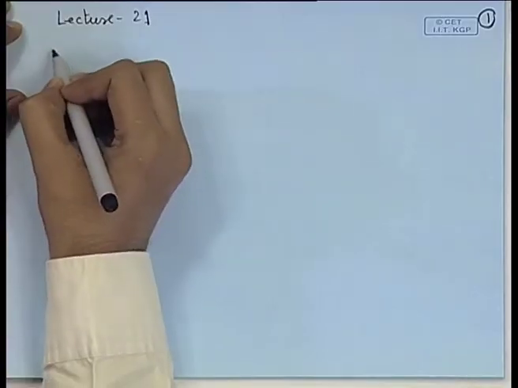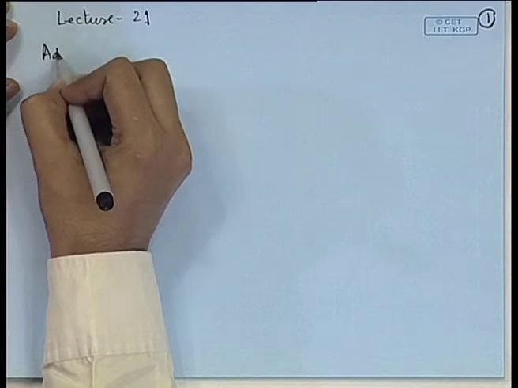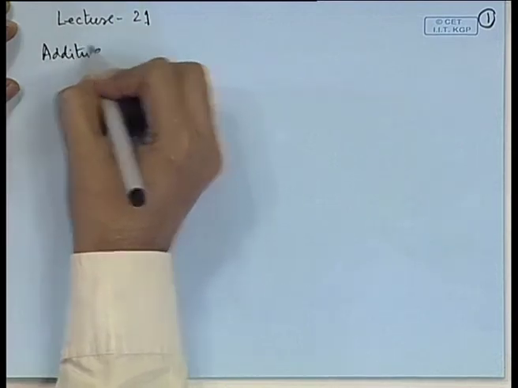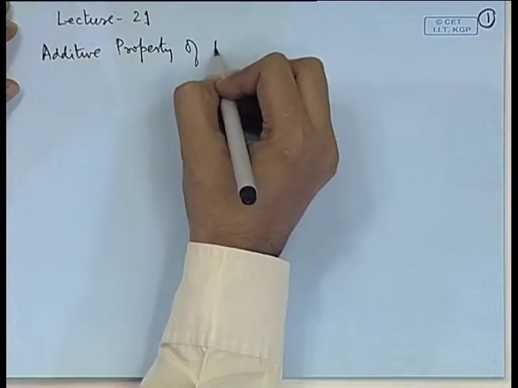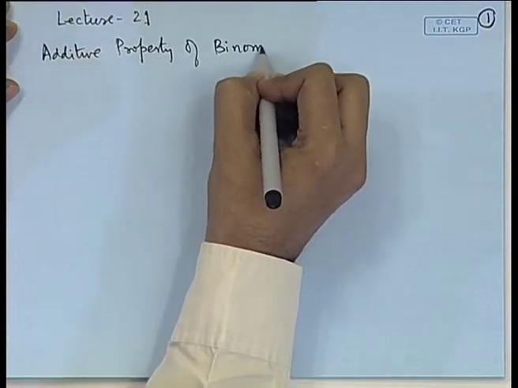This last result is extremely useful in determining or deriving the distributions of sums of random variables. Let me illustrate by proving additive properties of certain distributions. So, firstly, let us prove the additive property of binomial distributions.